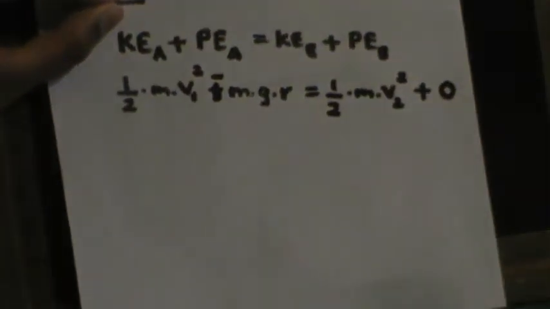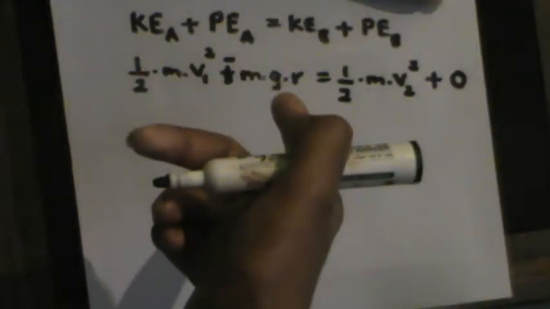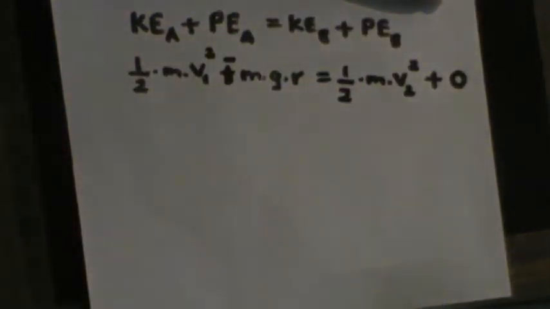So the kinetic energy will be half mv2 square. The mass is constant. And as I mentioned in the last video, at infinity the potential energy is 0. This is the equation that you will get for V2. You can solve it for V2 if you are given m, v1, g and r.